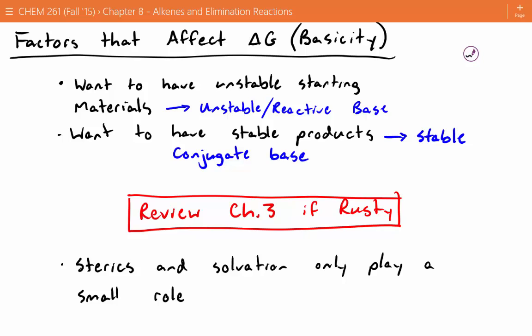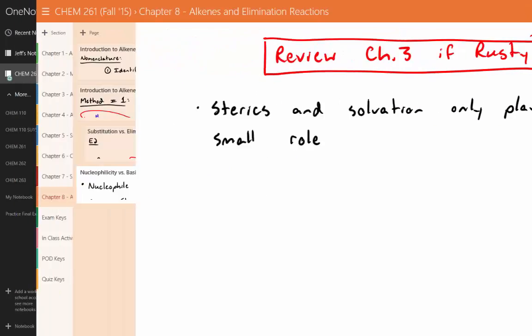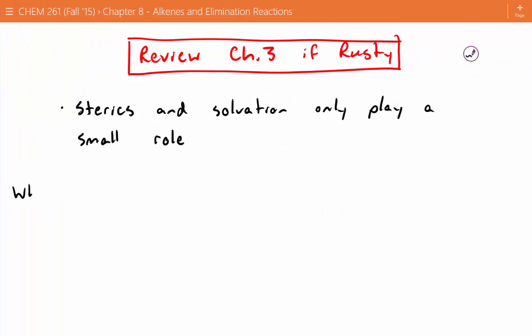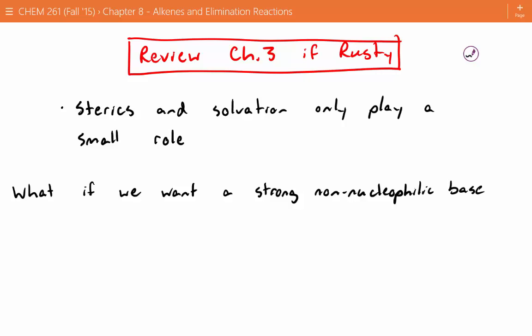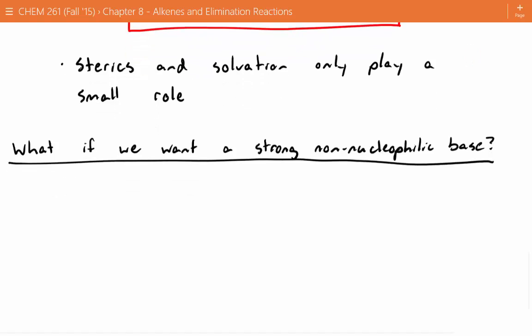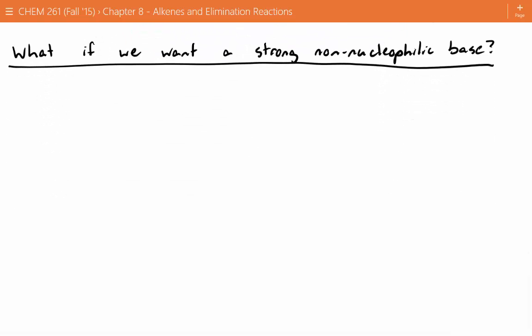All right. So now we get into the tricky question. What if we want a strong base that's not also a strong nucleophile? So let's dig into this a little bit. So what if we want a strong non-nucleophilic base? When we're doing elimination reactions, we don't care about nucleophile strength. All we want is a base. In fact, we don't want it to be nucleophilic because that will give you a competing reaction. So we've got a couple of options.